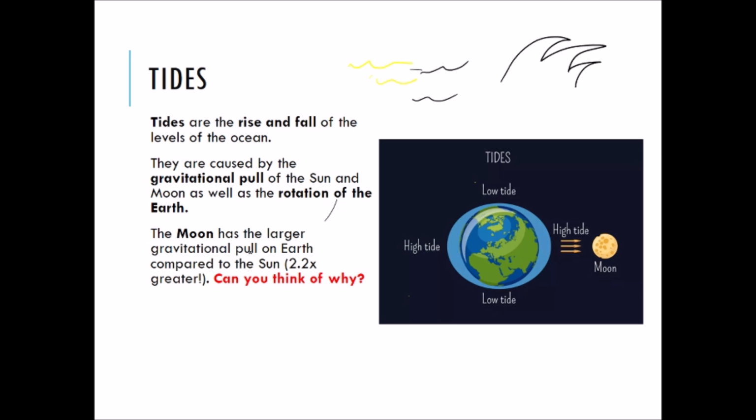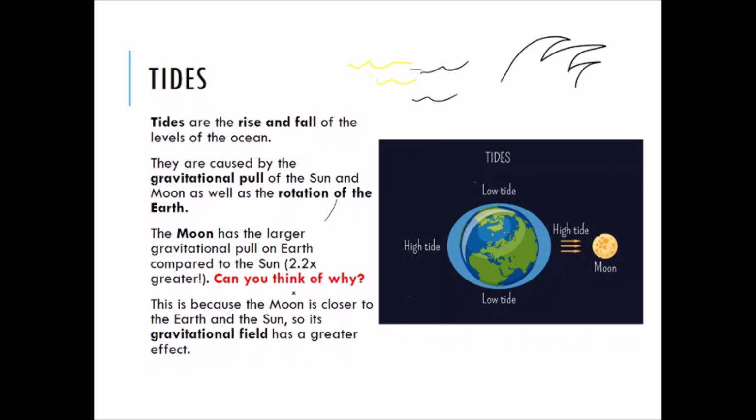So the moon has a larger gravitational pull on the Earth compared to the sun. Can you think of why? Well, the reason is because the moon is actually closer to the Earth than the sun, so its gravitational field has a greater effect.